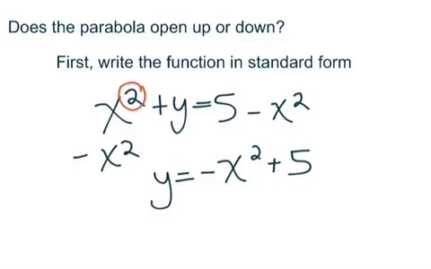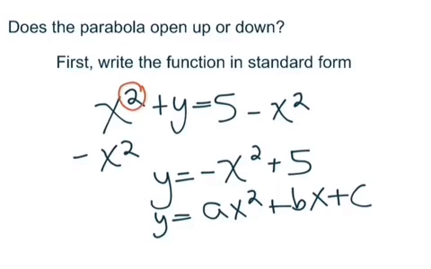Now I have to decide by looking at this, does my parabola open up or down? The way we decide that is we look at our a value. Remember, standard form is y equals ax squared plus bx plus c. Looking at the one I have here, my a value is negative 1. My b value is going to be 0, because there is no single x. And then my c value is 5, right?